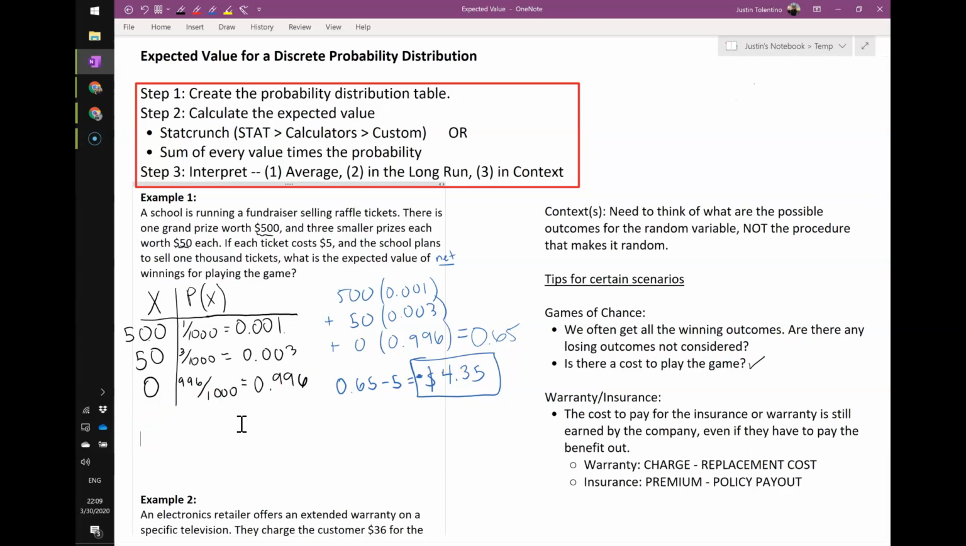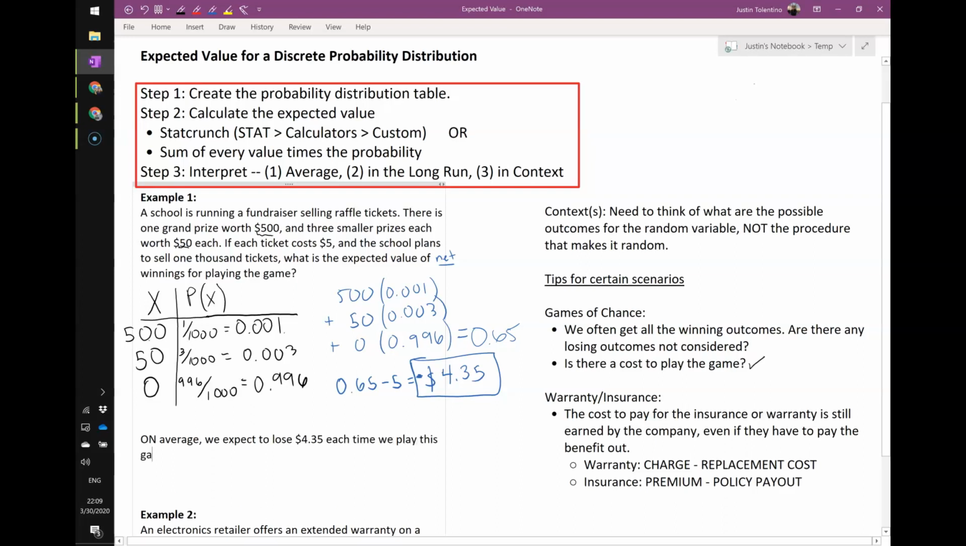So again, we want to make sure that if we write this interpretation, we talk about it as being an average or a mean in some way. It's in the long run, and we have some kind of context with the correct units on this. So we can say something like, on average, we expect to lose $4.35 each time we play this game if we play many times.